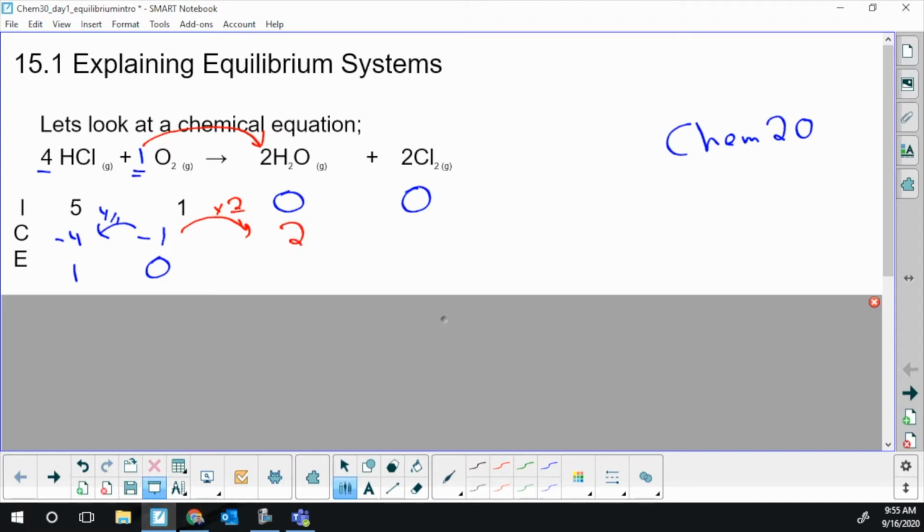Okay, now I put -4 and -1. These are products, so they're going to be plus. They're going to be made. Now Cl2 is exactly the same coefficient as water, so they're made in the same amounts. So we'd get 2 units or moles of water and 2 units of chlorine gas. Last year, I would have always done these ICE tables in moles.